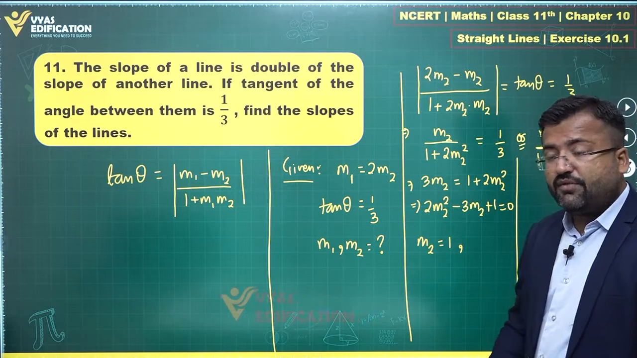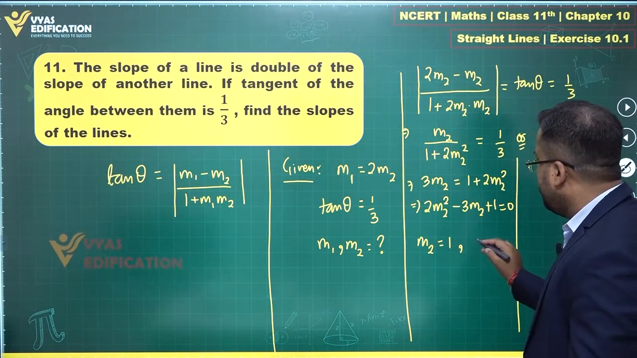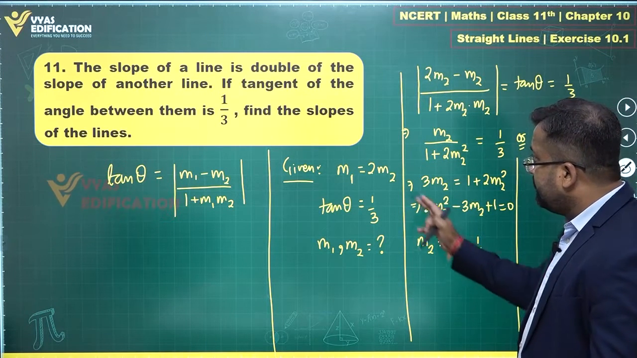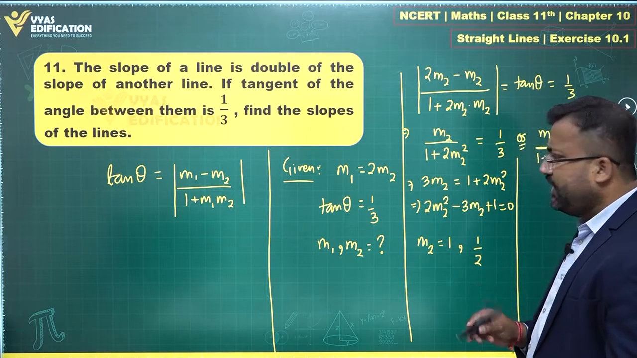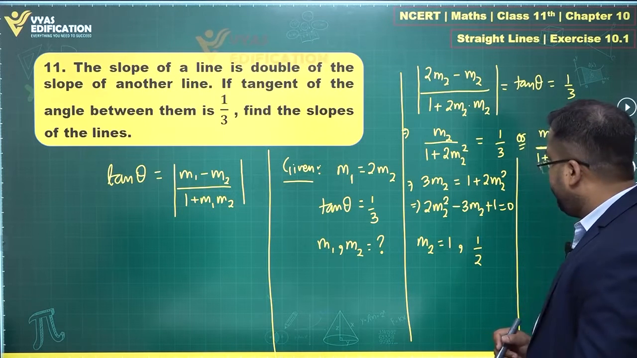The other solution can be found by using c by a, since the product of roots is c by a. So 1 by 2 into this, the other value will be 1 by 2. So you can also observe that this condition is being satisfied. m2 is equal to 1 or 1 by 2. Are we getting two values over here? Yes, these are the two values that we are getting.